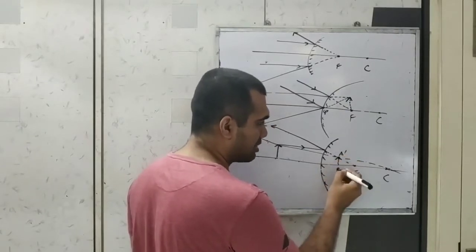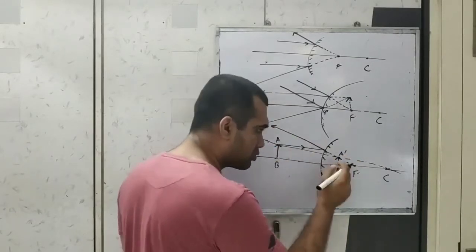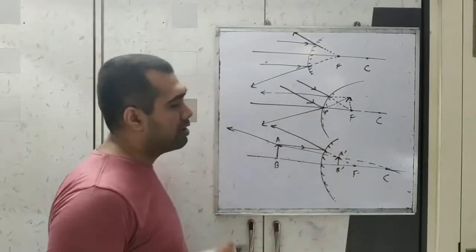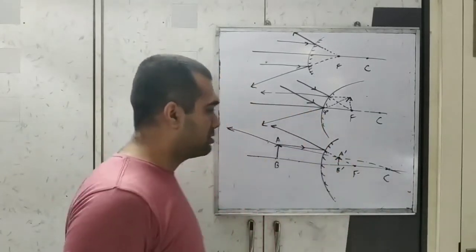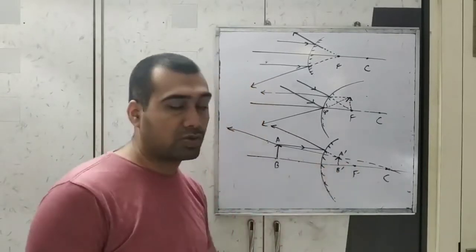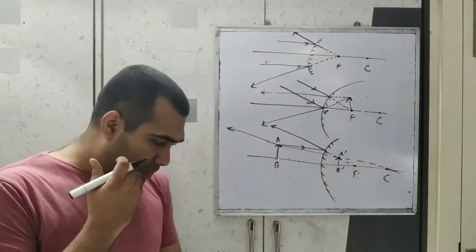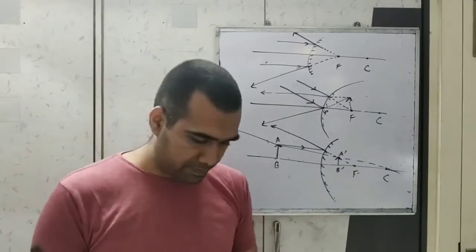A dash, B dash, A, B. It's a virtual image, diminished image, erect image, behind the mirror, and between the mirror and F. That's the location of the image. So the next topic is uses of spherical mirrors.